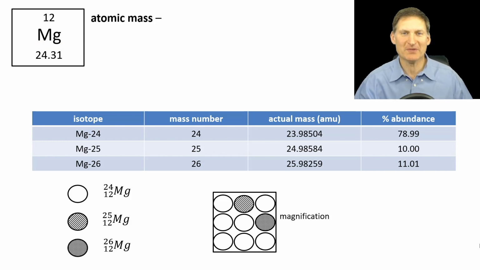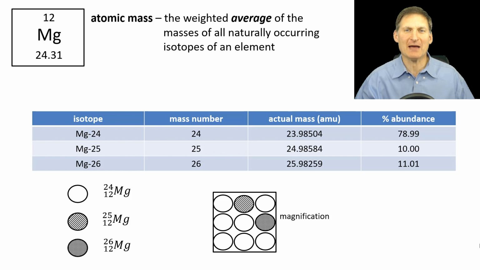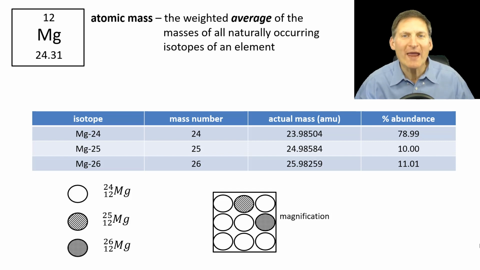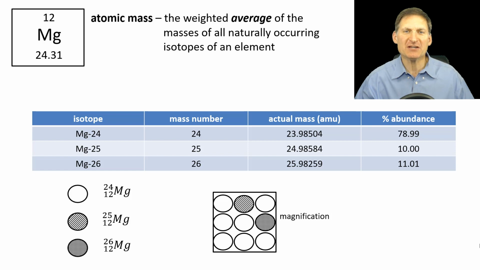Okay, here it is. The most important thing is that the atomic mass is the average. Specifically, it's the weighted average of the masses of all naturally occurring isotopes of an element. It's important to know it's a weighted average. If I just asked you what's the average of these three numbers, since they're all very close to these whole numbers, the answer would be almost exactly 25. But the atomic mass is 24.31, much closer to 24 than 25.